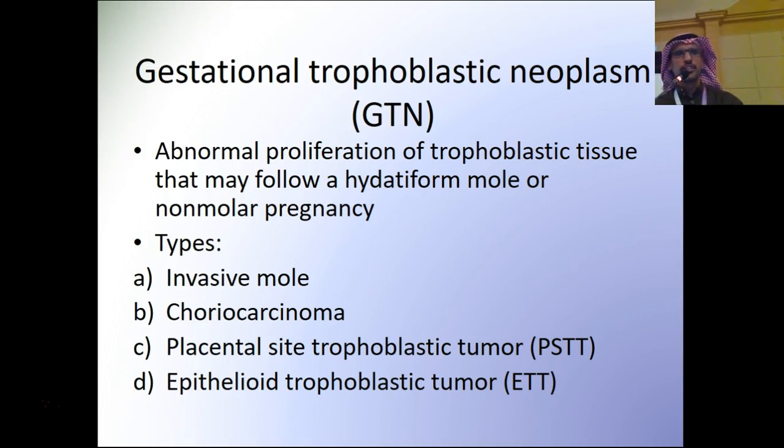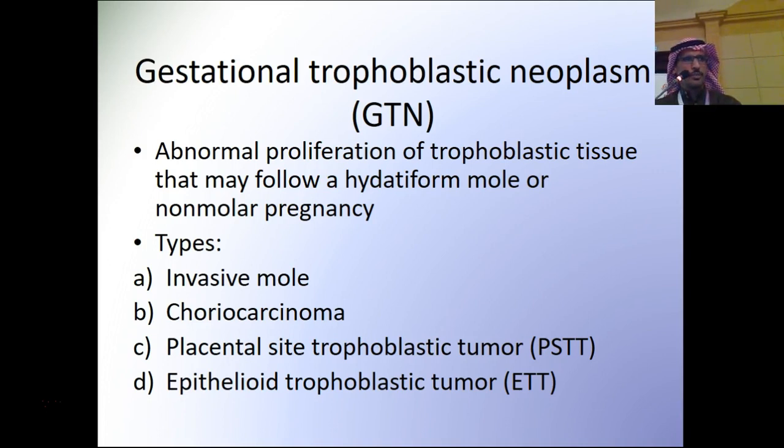So, definition of gestational trophoblastic neoplasm. It is a group of malignant neoplasms that consist of abnormal proliferation of the trophoblastic tissue that may follow a hydatidiform mole or a non-molar pregnancy like abortion, ectopic pregnancy, or full-term pregnancy.